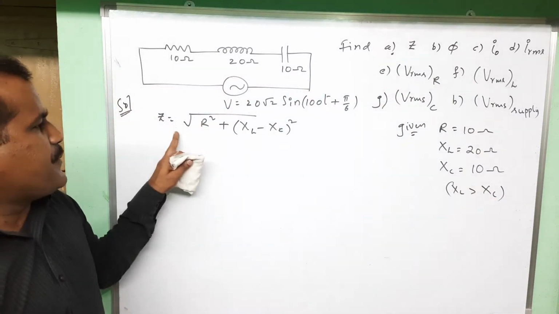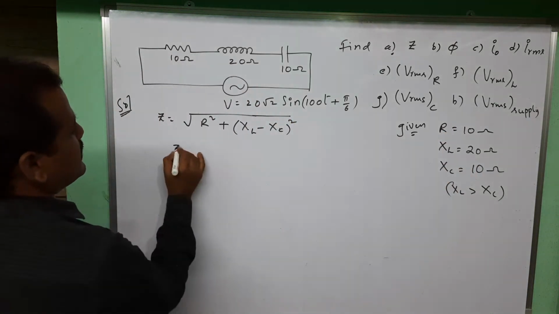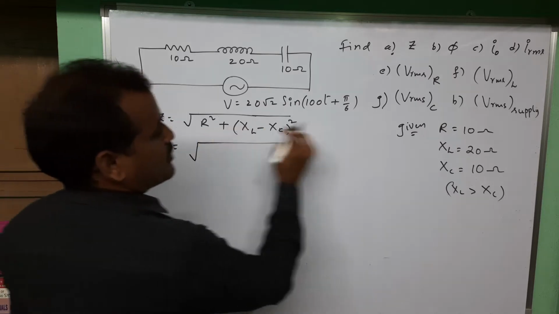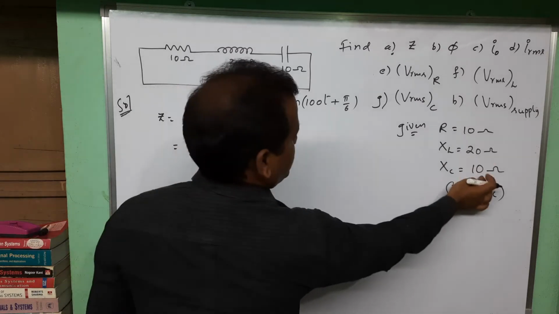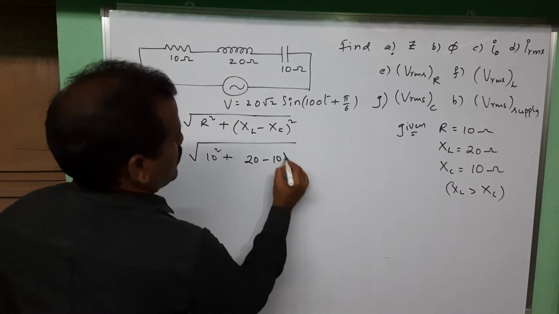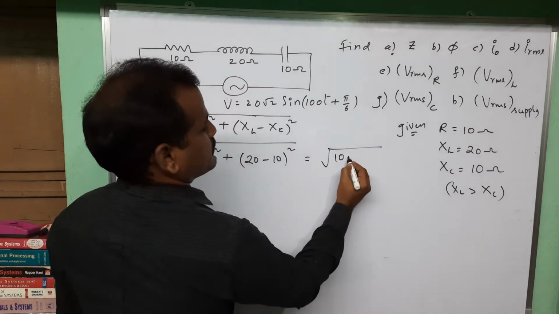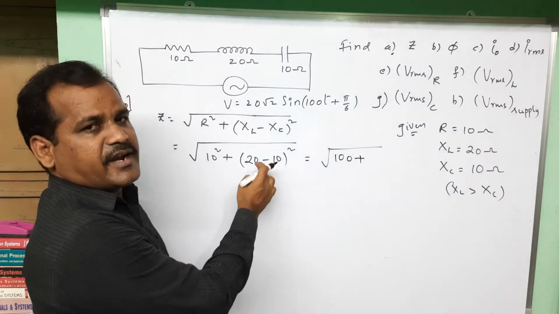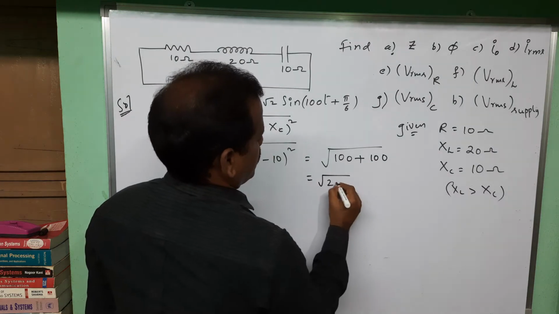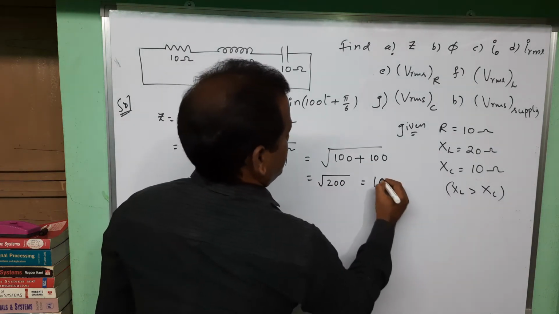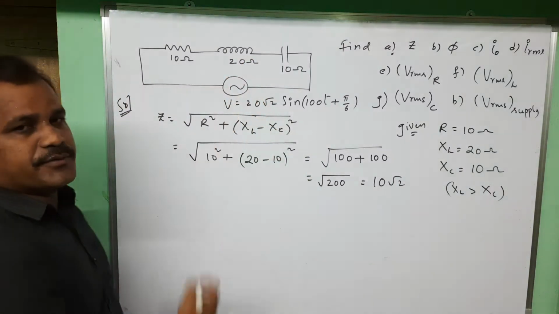So the impedance value according to the formula, by substituting these three values, we will get square root of R value, that means 10 square, plus (XL minus XC), 20 minus 10, whole square. That is square root of 100 plus 20 minus 10, 10 square 100, so square root of 200, that is nothing but 10 root 2. That is the value of Z or impedance offered in the circuit.